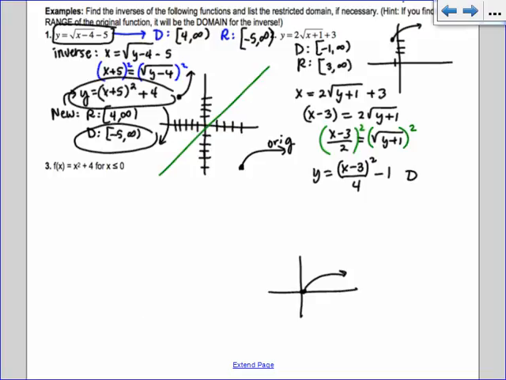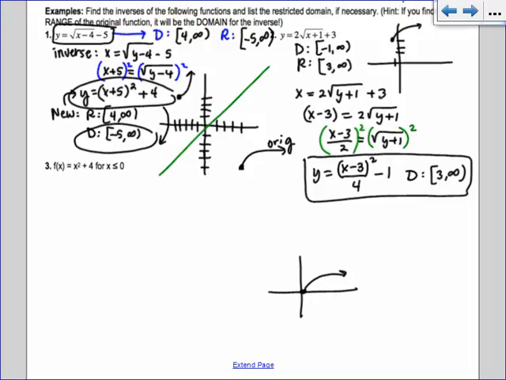So its domain, and that's all you have to write. You don't have to write the range. Its domain needs to be the old range. So it needs to be bracket 3 to infinity. That's your answer. That is the thing that's the inverse of that square root function. You have to have the domain.